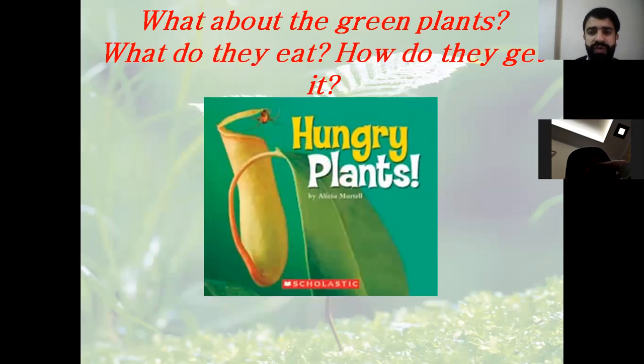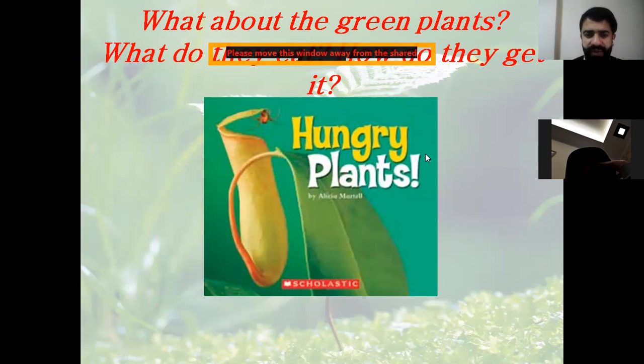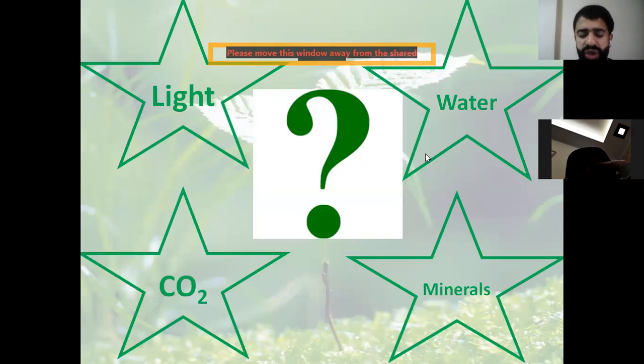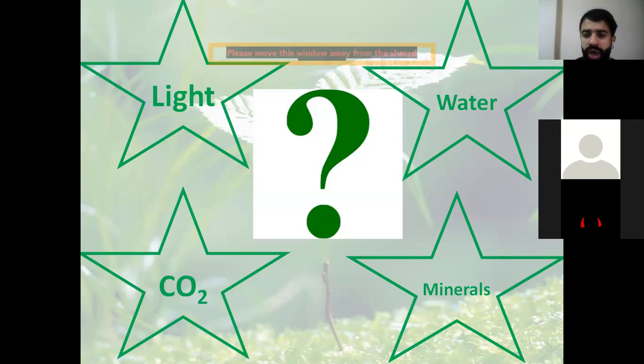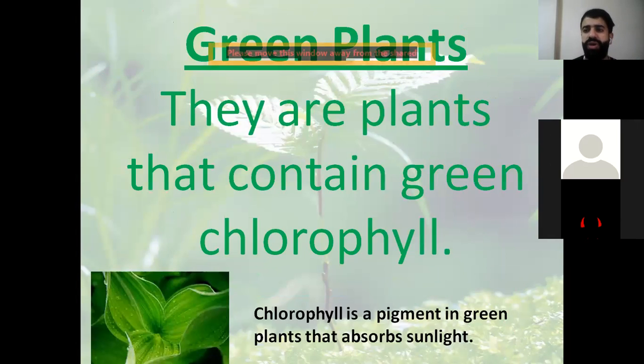What do they do? So first, I'm going to start step by step in this lesson because we have different ideas, and these are the four important elements needed by the green plant. They need light, they need water, they need minerals, and they need carbon dioxide, which is the CO2. So here, green plants. What are the green plants?